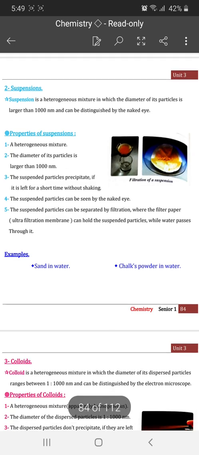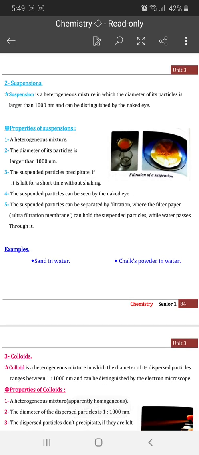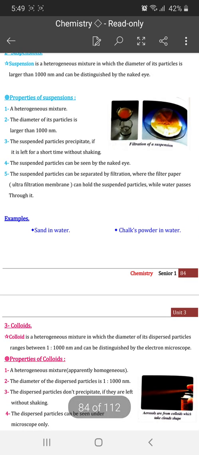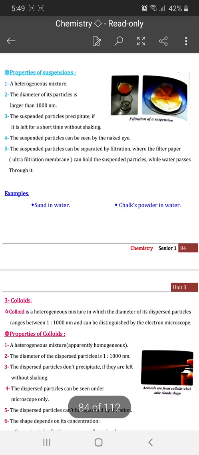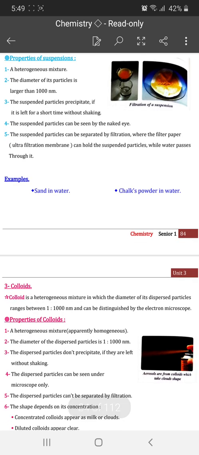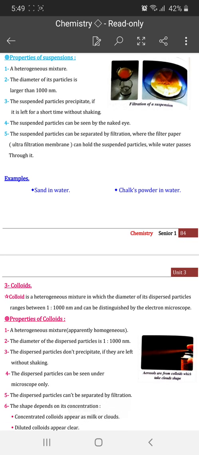Number 2, the suspension. Suspension is a heterogeneous mixture in which the diameter of its particle is larger than 1000 nanometer and can be distinguished by the naked eye. The properties of suspension: suspension is a heterogeneous mixture. The diameter of its particle is larger than 1000 nanometer.